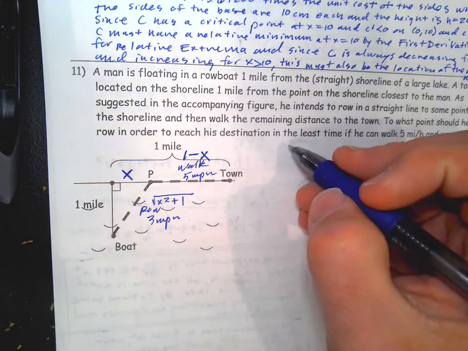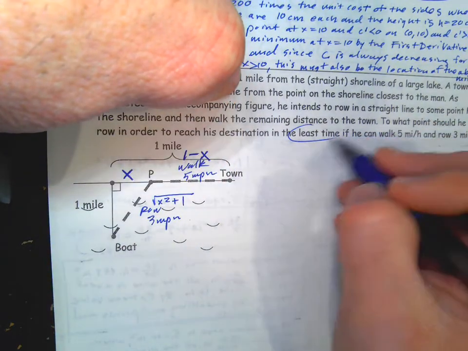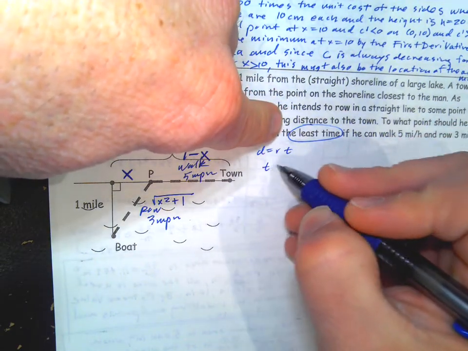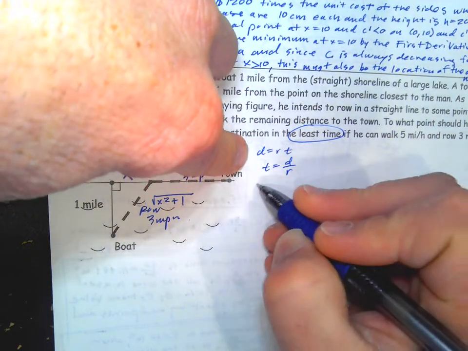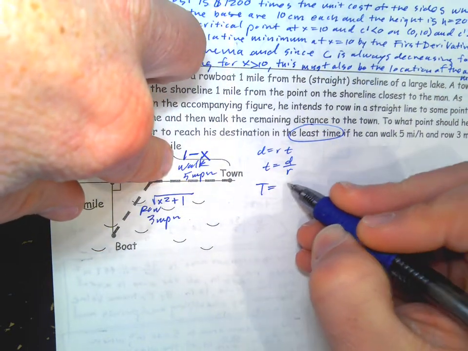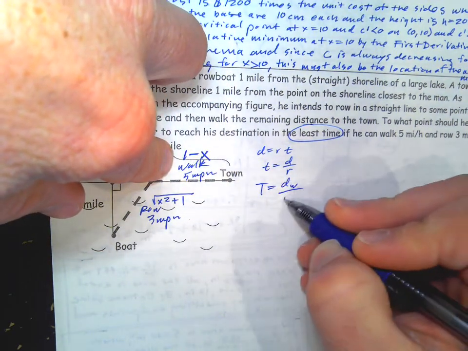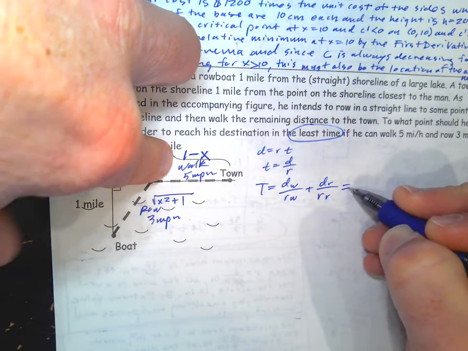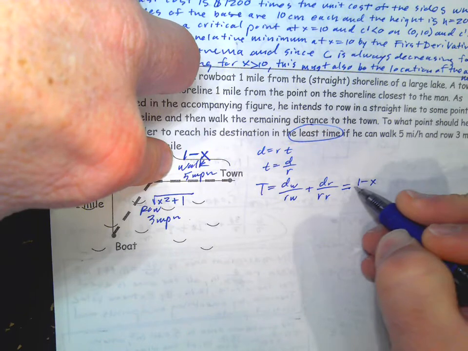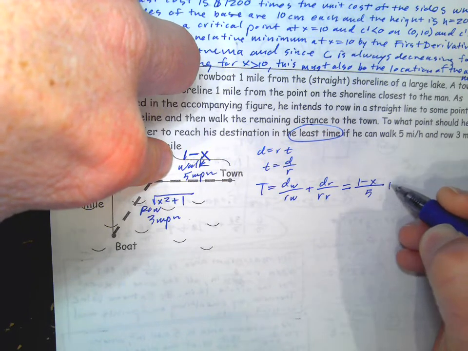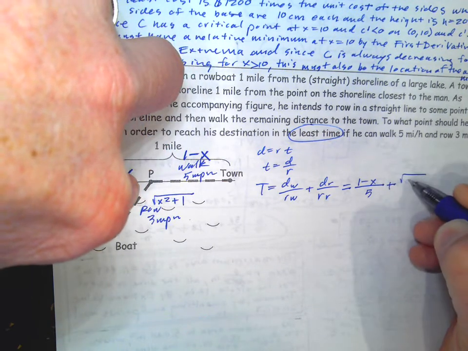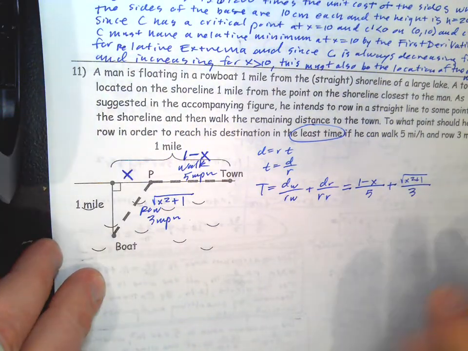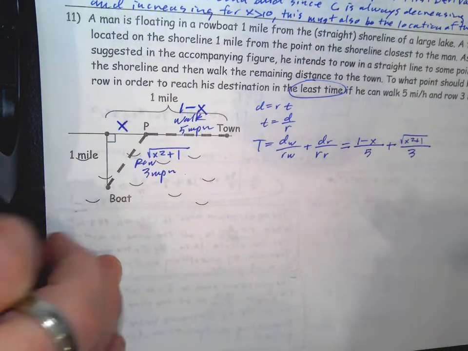So we're trying to do least time, so we're trying to minimize time. D equals RT, so T equals distance over rate. So our time is going to be distance walking over rate walking plus distance rowing over rate rowing. So distance walking was 1 minus x, and the rate walking was 5. The distance rowing was the square root of x squared plus 1, and the rate rowing was 3. So that's your time function, and it's already in one variable, so that's nice.